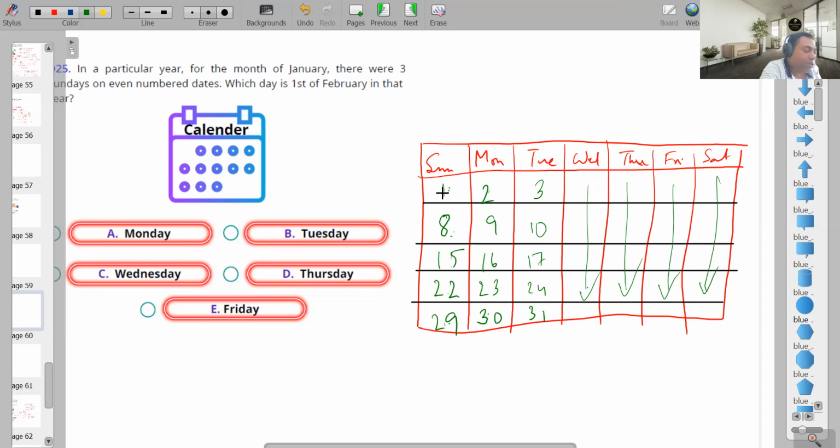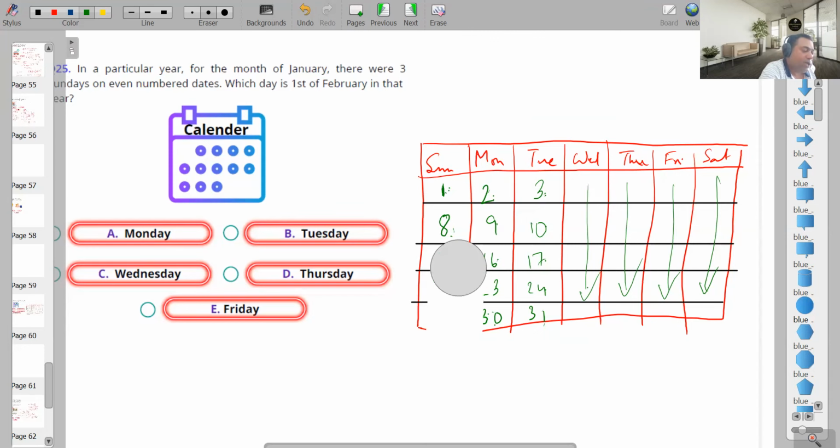But here, if you notice, the sequence is odd, even, odd, even, odd. So there are 3 odds. Then the second one has even, odd, even, odd, even. It has got 3 evens. And this one again has odd, even, odd, even, odd, so 3 odds and 2 evens. But you need 3 even number dates. Therefore, for your Sunday, we need to shift this.